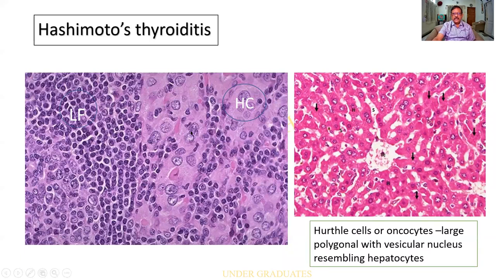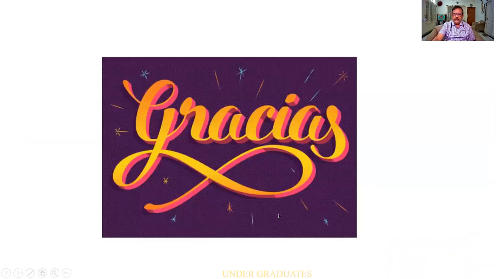And this again is the same. I'm finding the HASH cells over here, and these are all the lymphoid follicles. The HASH cells are supposed to be comparable with the hepatocytes. This is a normal picture of a liver. In this, I'm finding radiating cords of polygonal cells. It has a resemblance to the hepatocytes. They are called HASH cells or oncocytes also. Hashimoto's thyroiditis.